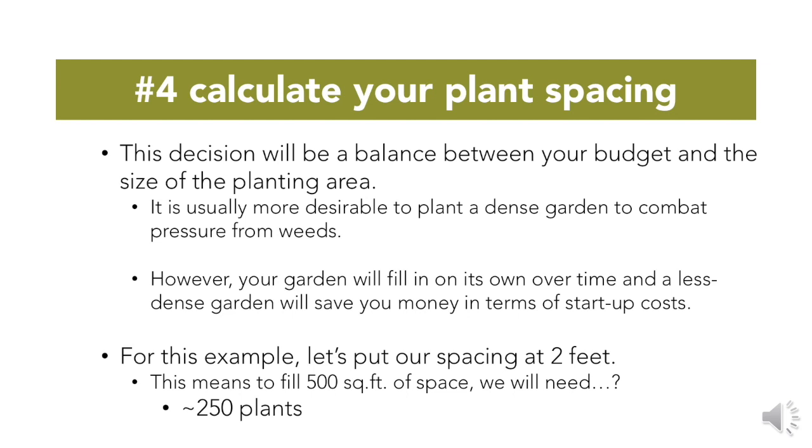So, it's a balance. Depending on how much money you're willing to spend, it might be a better option for you to plant a less dense garden and keep up with the weeding until your garden fills in on its own. So for this example, let's say that we're going to space our plants at 2 feet. So that means to fill our 500 square foot garden space, we'll need about 250 plants.